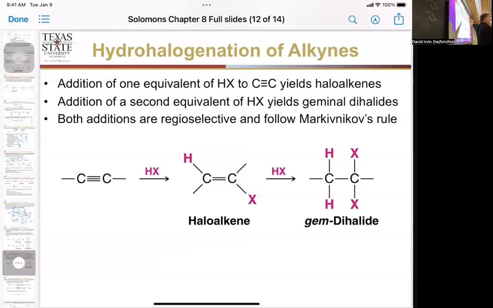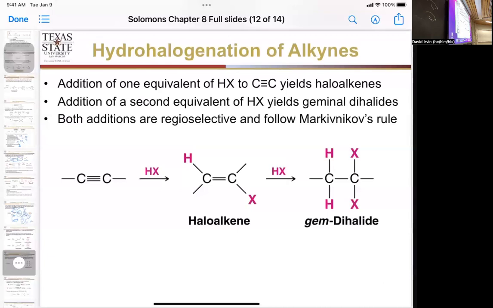Meaning that in the first reaction, when we did the halogenation of alkene, we got vicinal dihalides, carbon 1 and 2, alpha beta. In the case of hydrohalogenation with an alkyne, we can add and get the geminal dihalide, because as soon as you add a hydrogen, Markovnikov says that we're going to add the hydrogen to that side. So that's the way to get the geminal twin dihalides.